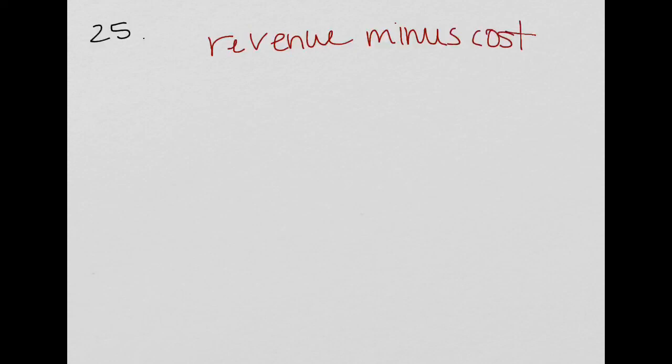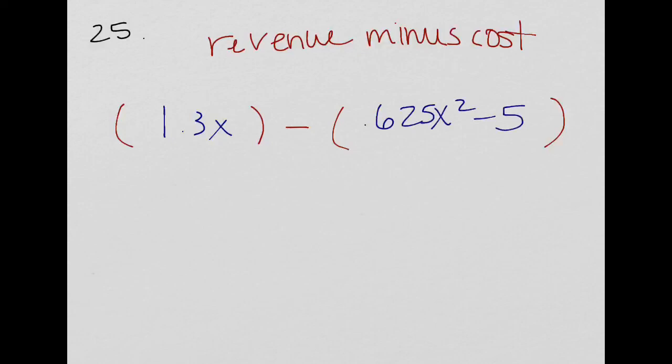Number 25. The key phrase here is revenue minus cost, and I'll put that in red for you. So you're going to do revenue minus the cost. Well, the revenue is the R equation, 1.3x. Cost is the C equation, 0.625x squared minus 5. So you'll put that in y equals. You'll look at your graph. It's going to look something like this, roughly.